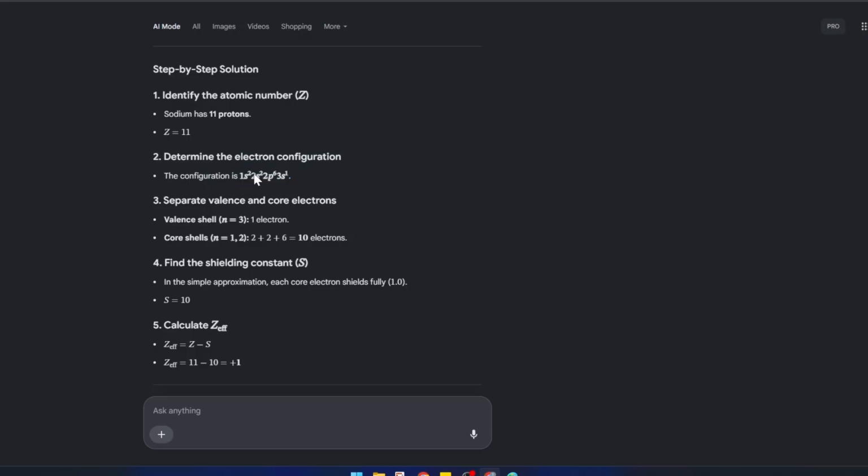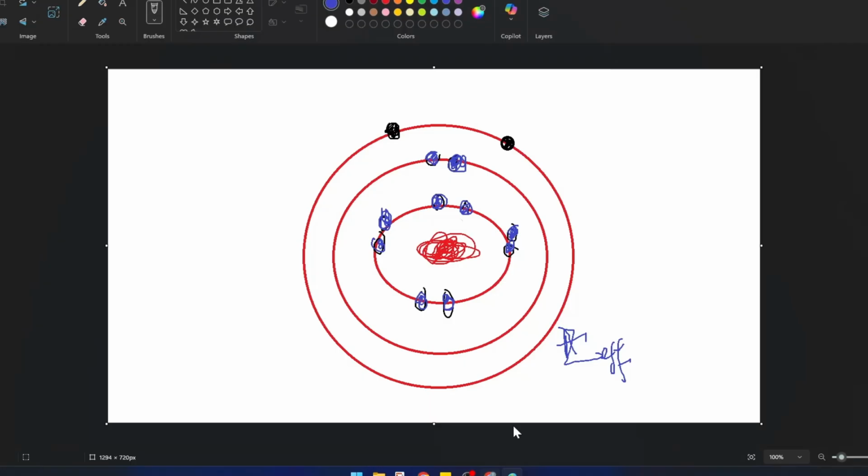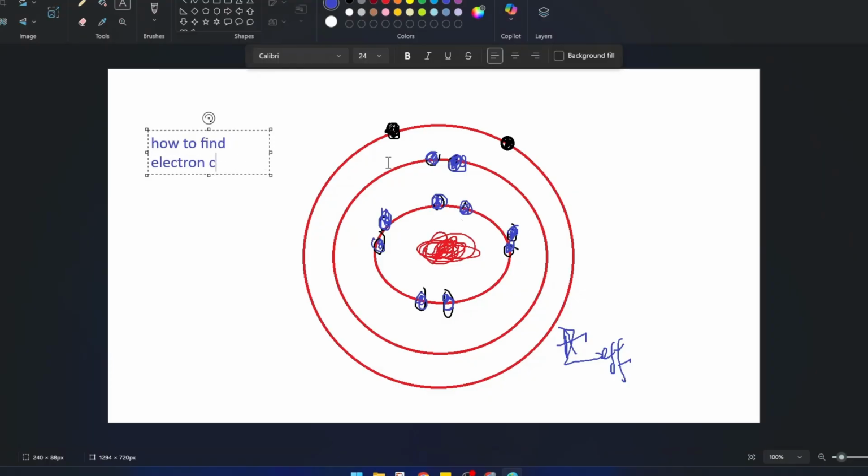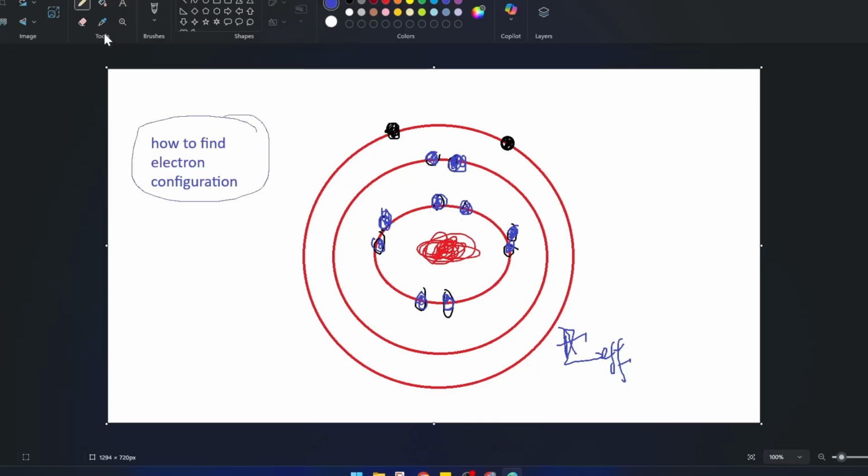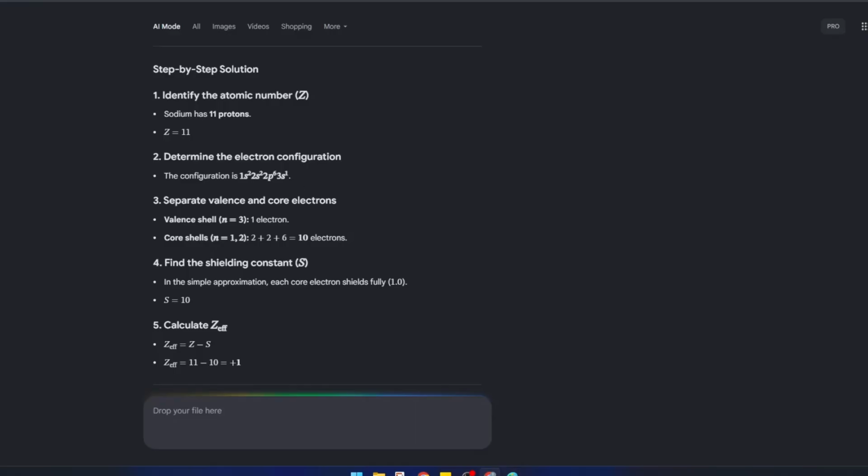But for sodium, they already gave it to you here: 1s2, 2s2, 2p6, 3s1. If you don't know how to find the electron configuration of sodium or any of the elements on the periodic table, you gotta search up how to find electron configuration on it, right? And get used to doing many practice problems for that before you move on. And then you're going to use that electron configuration.